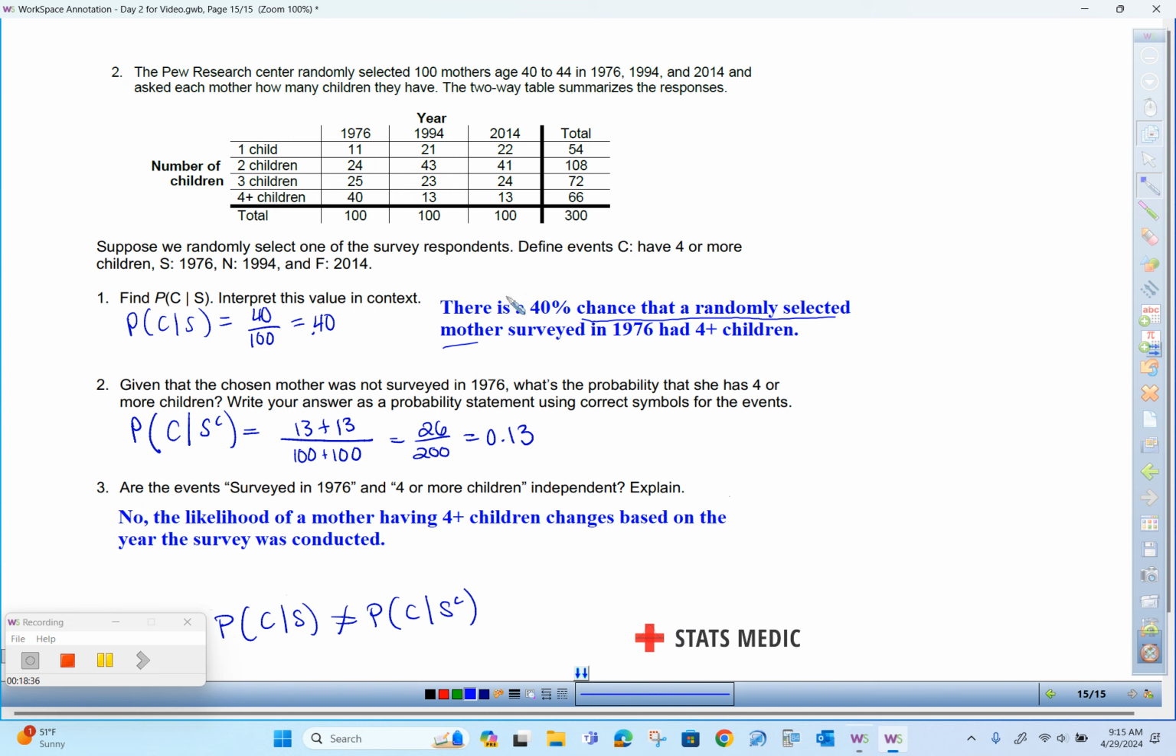Okay, then we had given this one, remember, changes our total for both of these, so be careful and make sure you're calculating that correctly. And based on that, we are saying no, because these were not equal, it was more likely that a person chosen in 1976 had 4 or more children than in that other year. Okay, because of that, they are not independent.